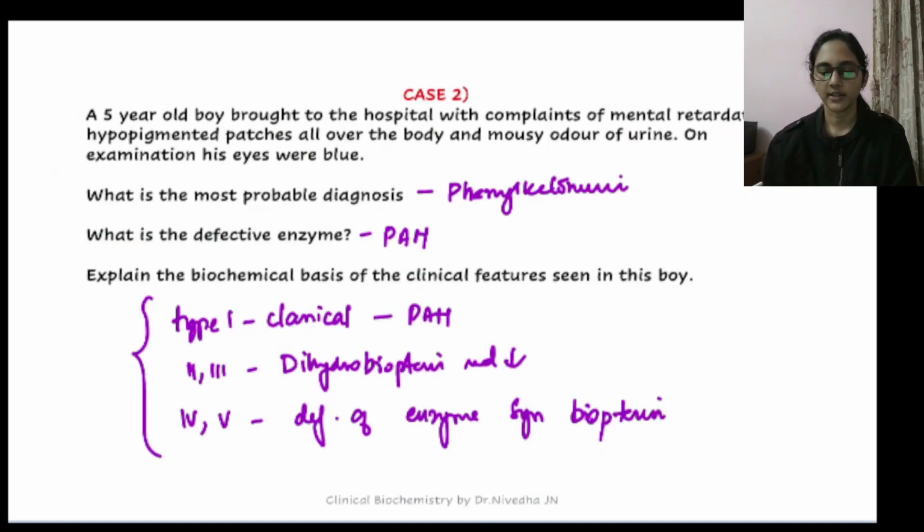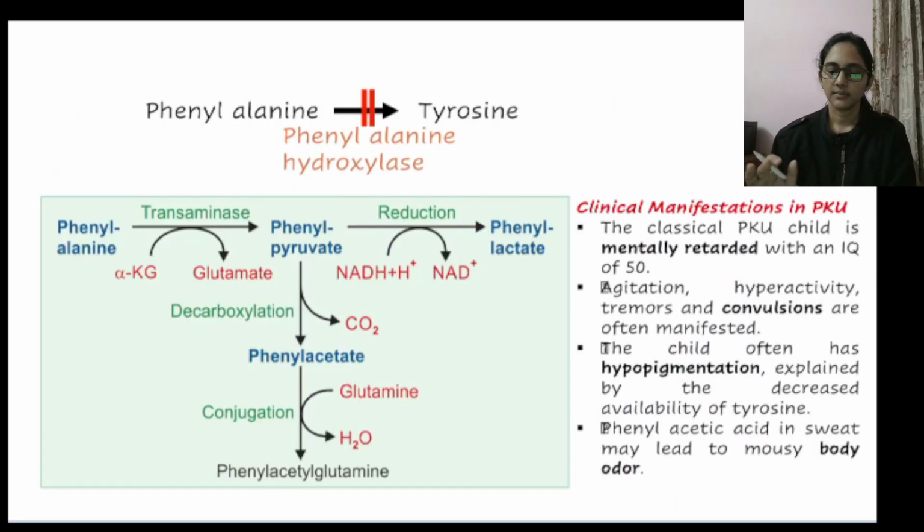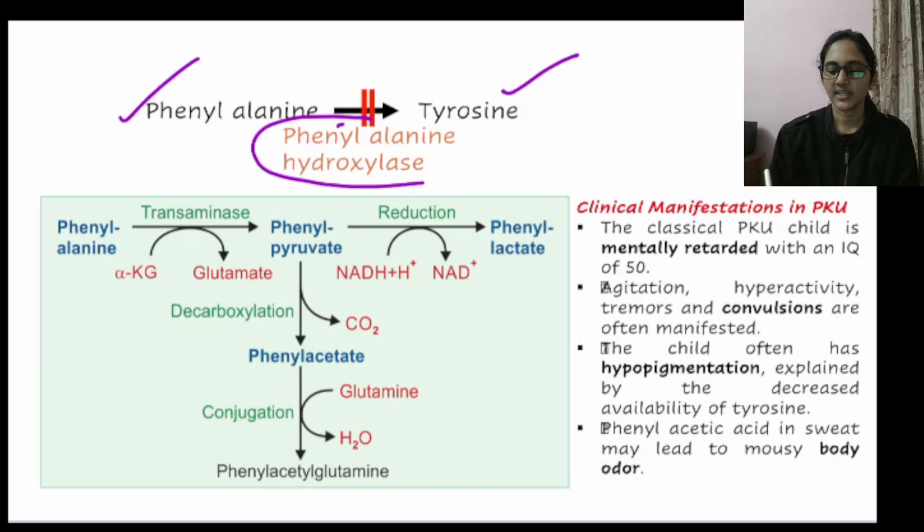So what can be the biochemical features? What are the features which are given here? Mental retardation is given, hypopigmented patches are given, mousy odor of urine is given. So what are the manifestations? What are the bases of those? So phenylalanine to tyrosine is catalyzed by the enzyme phenylalanine hydroxylase, and that is what is defective here.